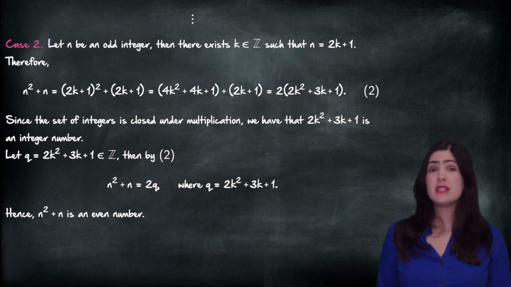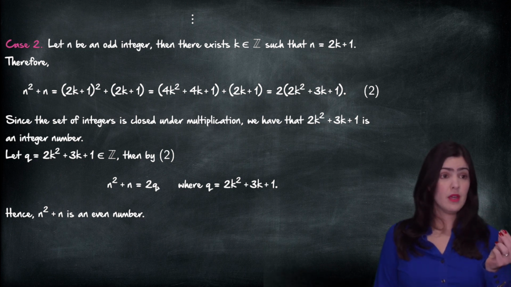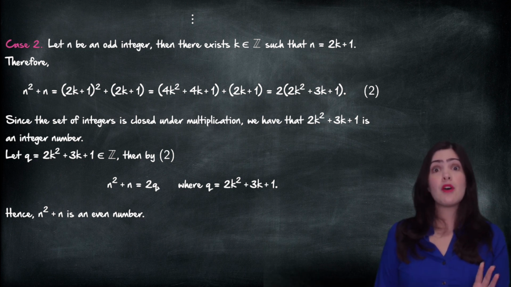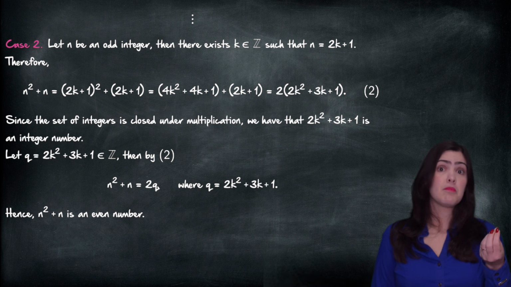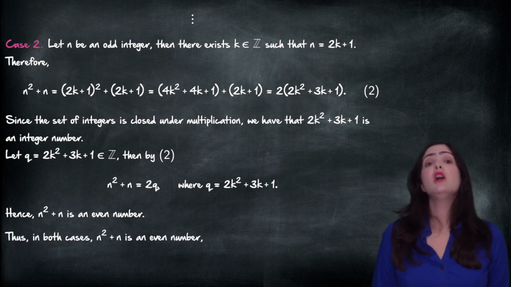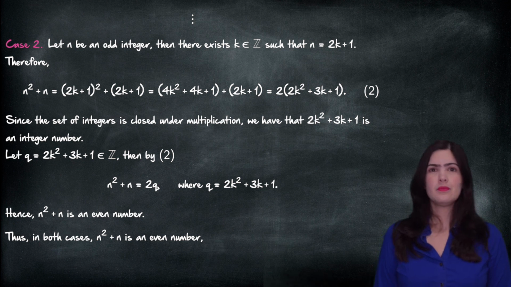And now, remember, those are the only 2 options. Given an integer, the number is either even or odd. There is no other option. So no matter which integer I pick, I managed to prove that in either case, n squared plus n is even. And that completes my proof.